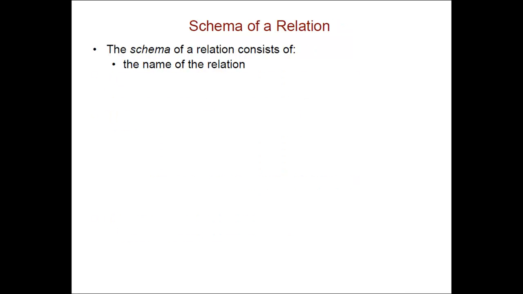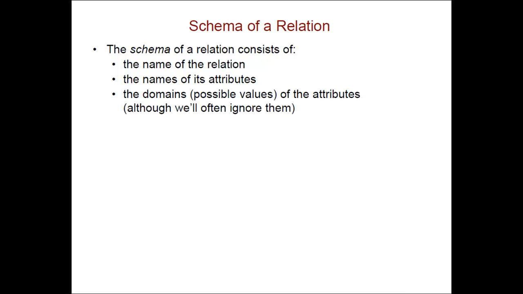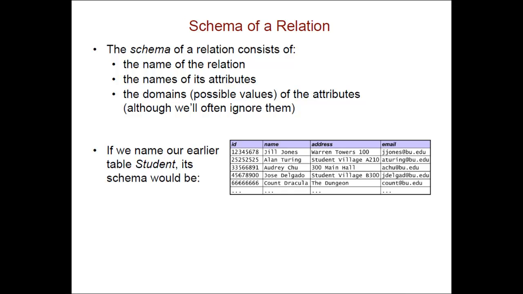Now, when it comes to describing a relation, we specify what's known as its schema, and that consists of the name of the relation, the names of its attributes, and in some cases we also include the possible values, the domains of each attribute. So for example, if we go back to our student table, if the name of that is student, then the schema begins with that table name, and then in parentheses we put the names of the columns going from left to right and separated by commas. So we start with ID, then name, etc. until we reach the last column, which is email, and we close the parentheses. And that is the schema of this table.